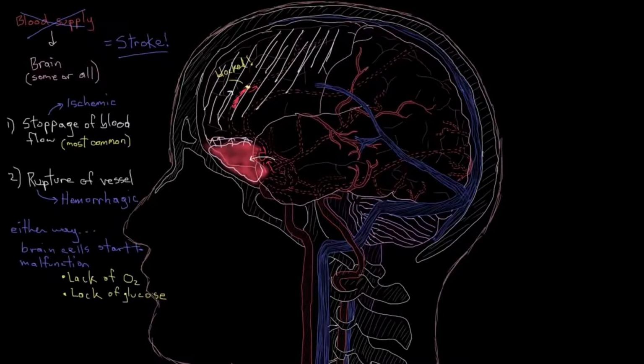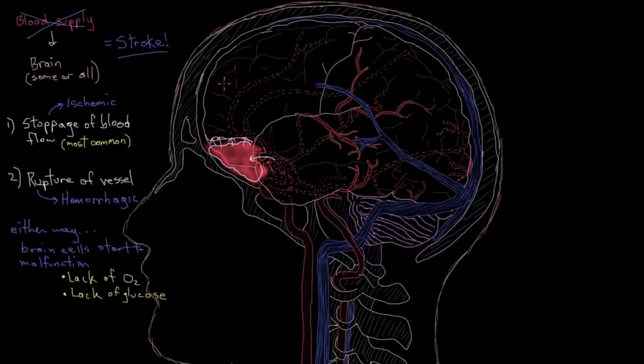So what do you think might happen if part of your brain starts to malfunction? Well, intuitively you might think, hey, if part of my brain starts to malfunction, I might lose the abilities that part of the brain performs, right? So let's look at a few examples here.